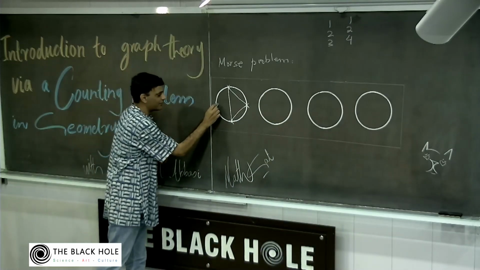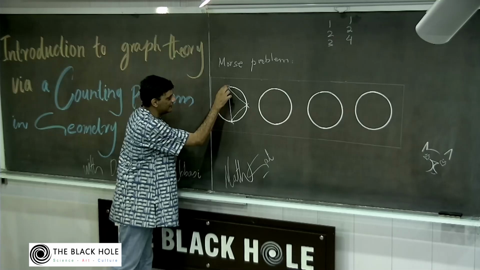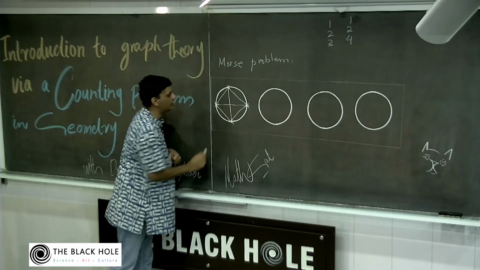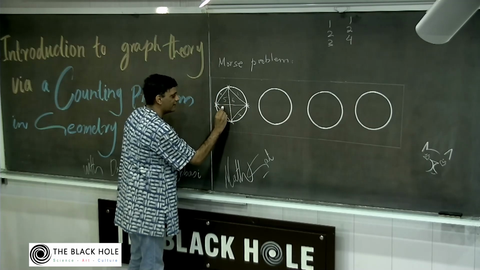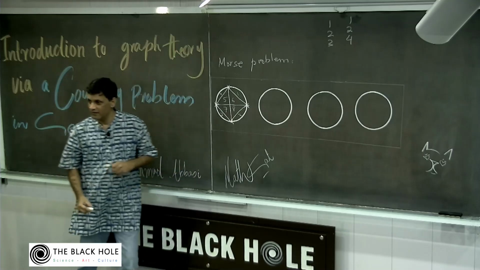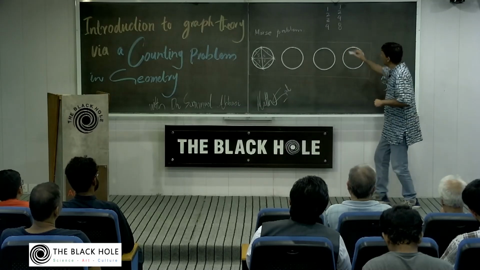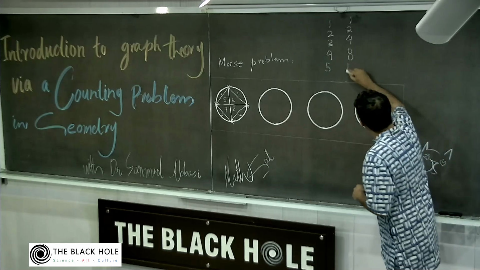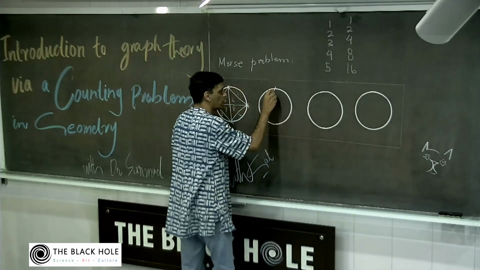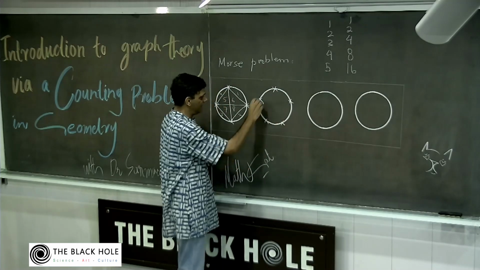And what happens if I put the next one? Can you guess? It also gets connected. Yeah, so I connect it to all of them. How many regions? 1, 2, 3, 4, 5, 6, 7, 8. So 4 points, I get 8 regions. Right, so how about 5 points? 16. 16, okay. So let's check it out. 1, 2, 3, 4, 5.